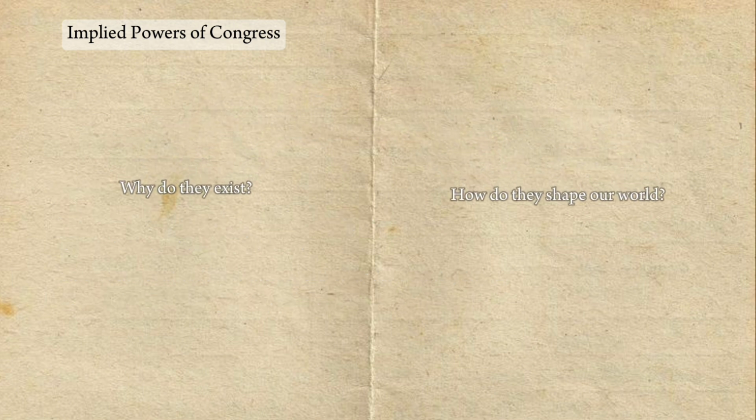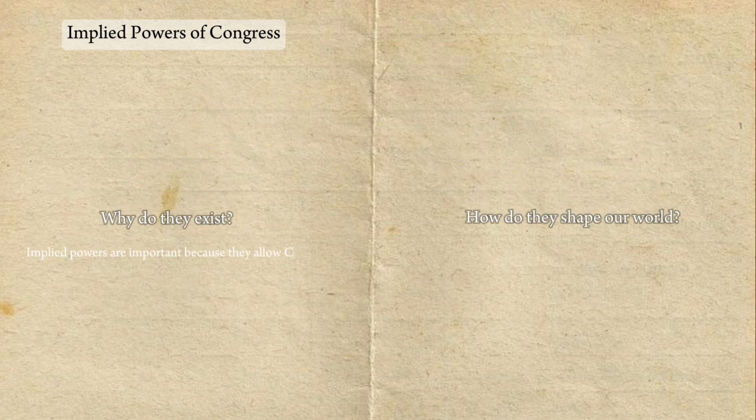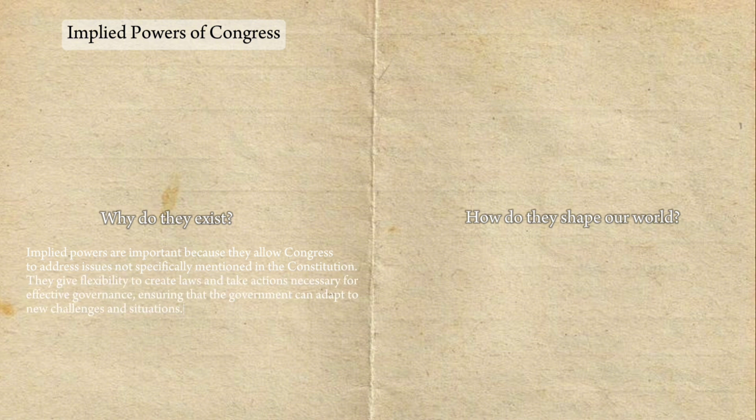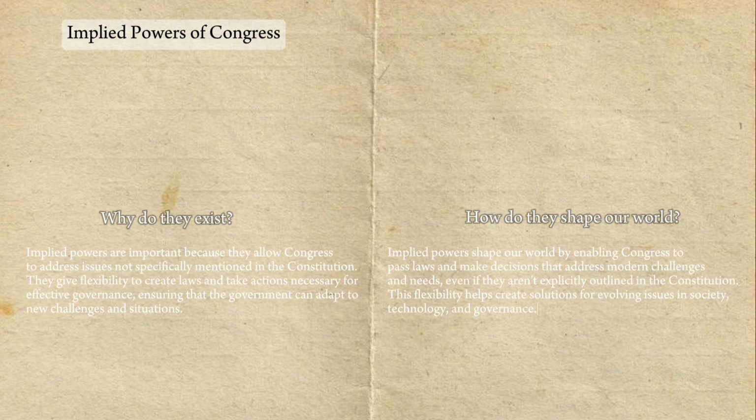So why is it important? Implied powers make sure the government isn't stuck in the past. They let Congress address modern issues, like regulating technology, protecting the environment, or ensuring public health. These powers aren't just about rules, they're about finding solutions and moving forward. Imagine if Congress could only stick to what's written. Our country would struggle to adapt.